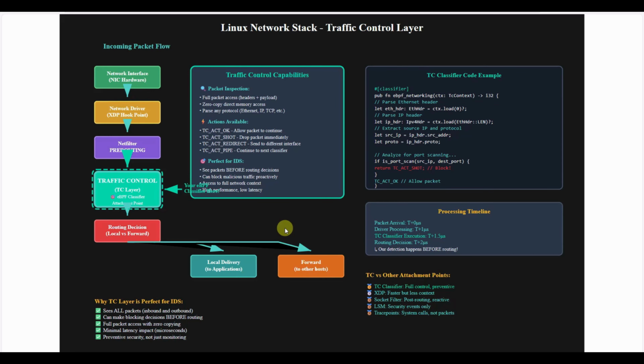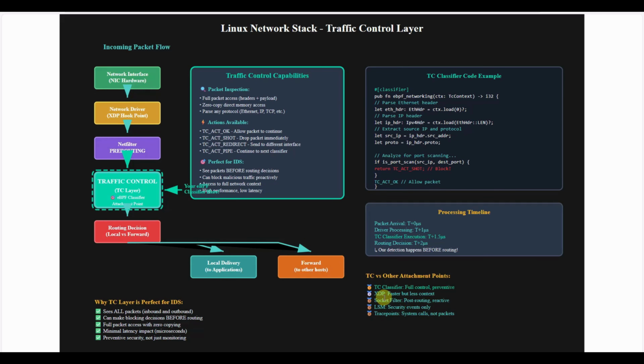So over here, you can see that we could even use the XDP, which is faster, but it has less context. Socket filtering is for your post routing or reactive use. LSMs we basically use for security events, and trace points are for system calls and not packets. eBPF project architecture.